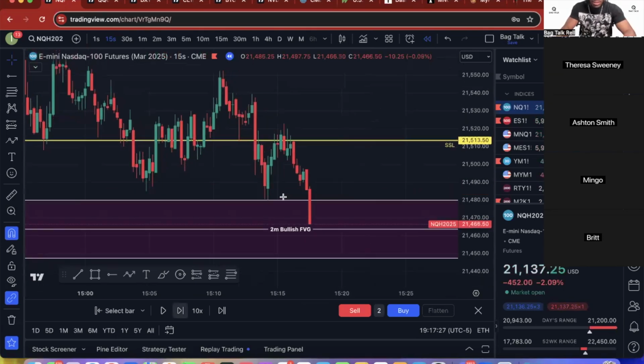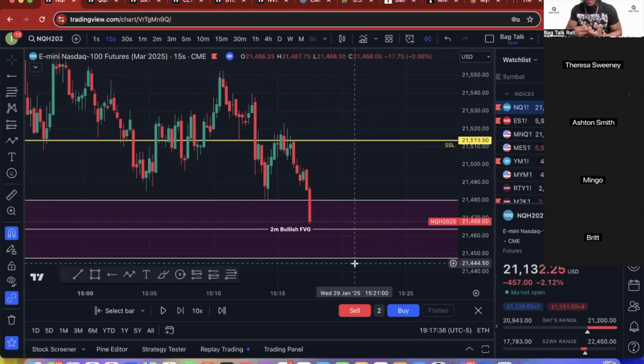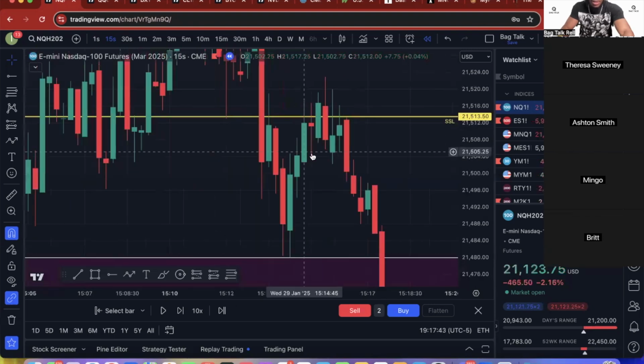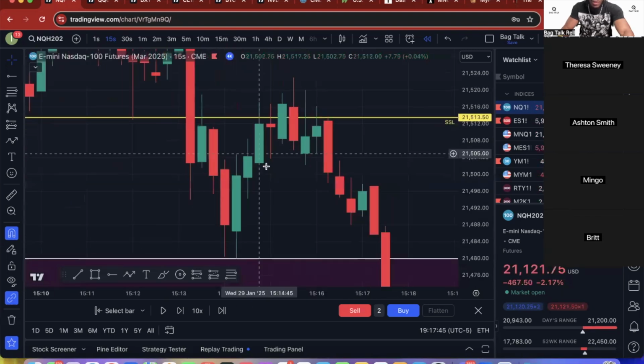So boom, price is still bearish. So imagine you would have entered right here when it first touched it. You would have taken a loss. Like, dang, I guess I was wrong. And that's why I say we like to wait for confirmation. There is no confirmation that we're bullish on the initial touch because price never made a bullish fair value gap.